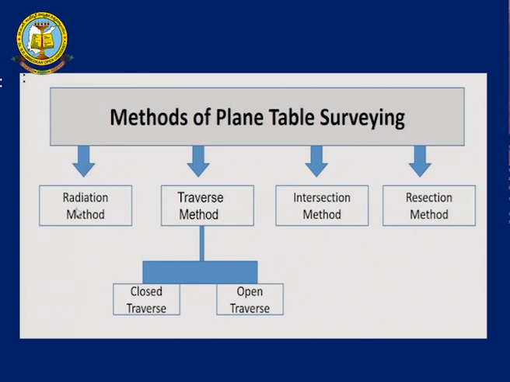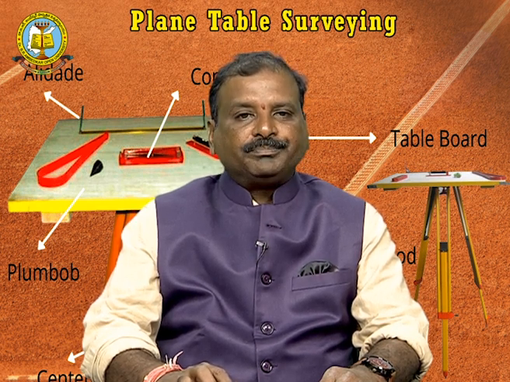The first method is the radiation method, the second one is the traverse method, and this traverse method again has a closed traverse and an open traverse. The third one is the intersection method, and the fourth one is the resection method. Now, we will discuss all the methods in detail, and we will see the example of the radiation method and traverse method in this lesson.